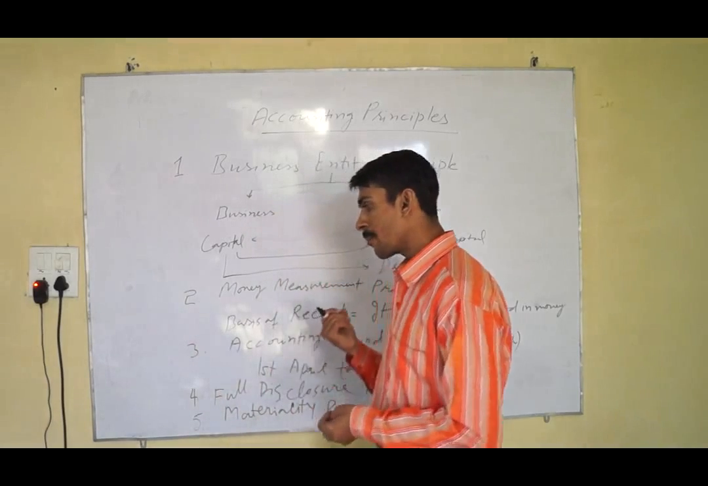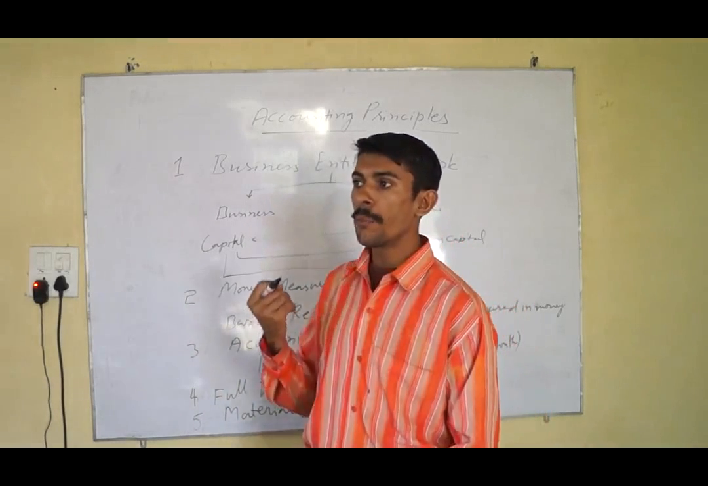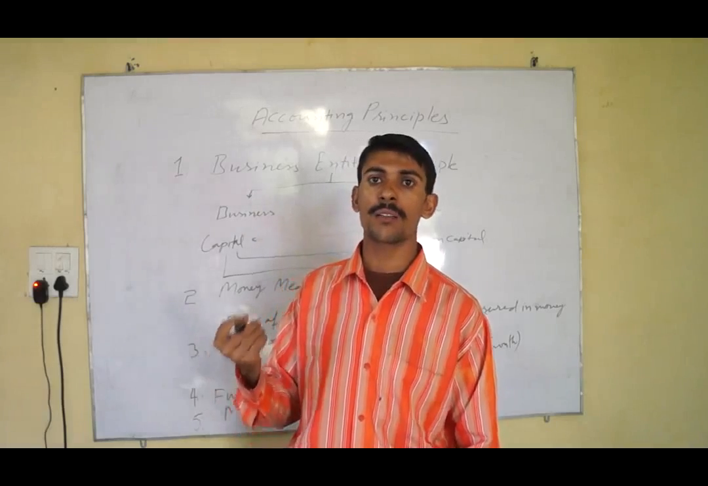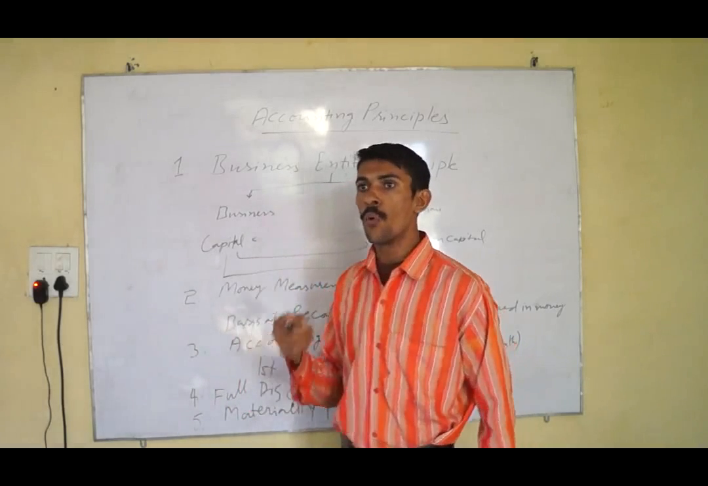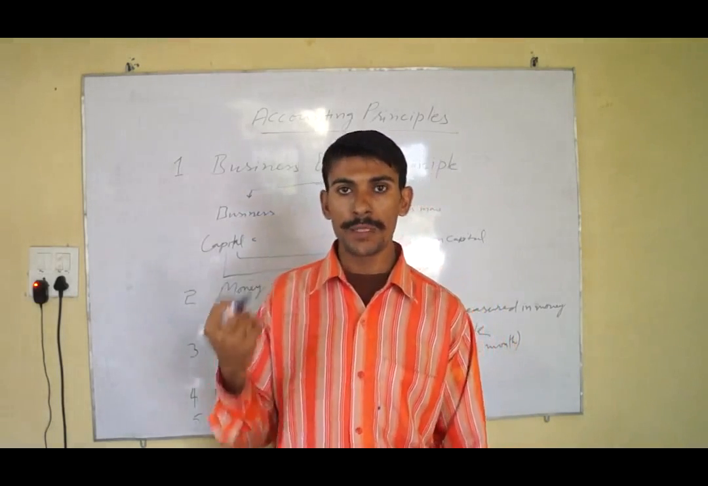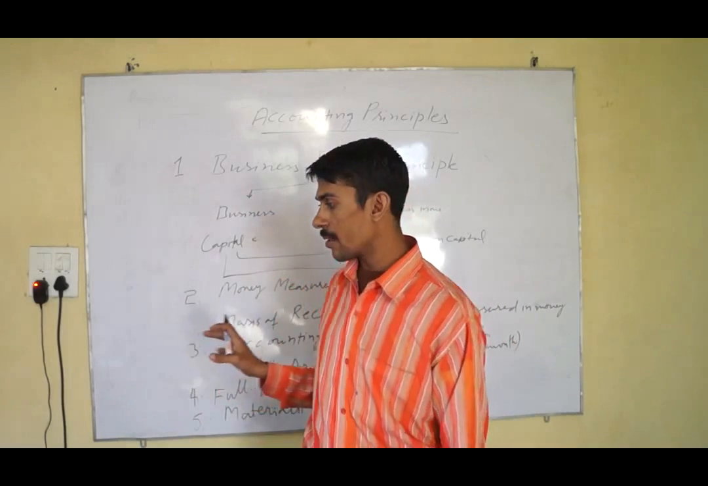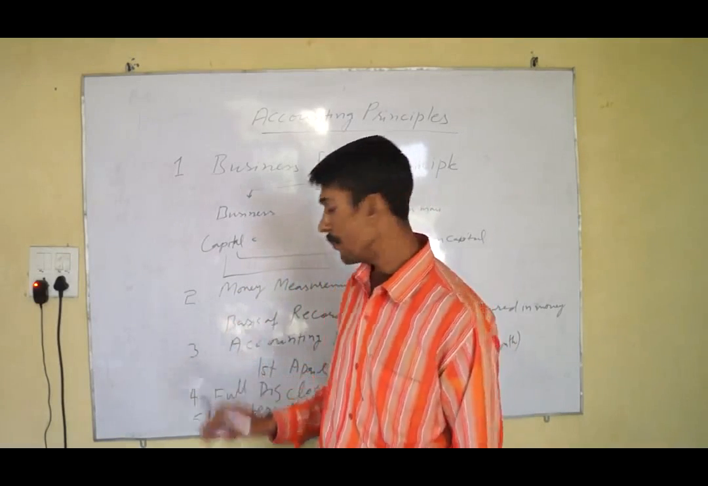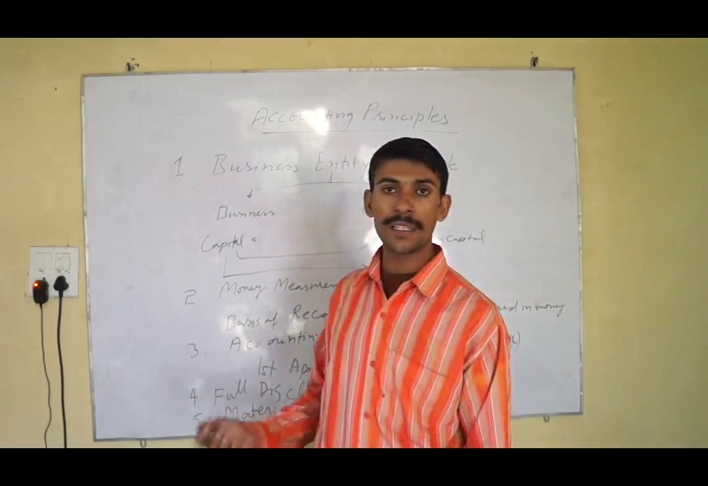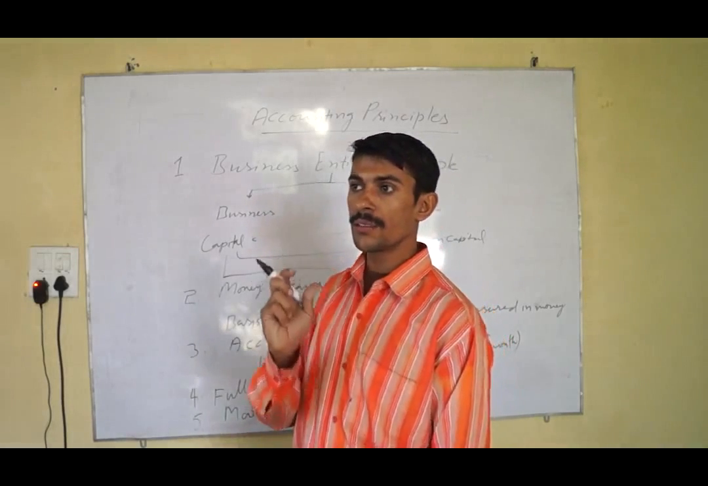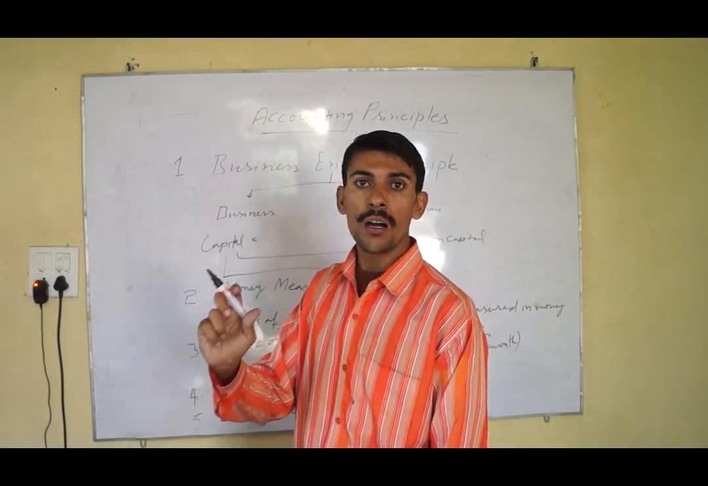For example, we pay for 1 cup of milk. Instead of recording this transaction, we can record 1 month's milk bill in our cash book. So this is material. With this, we can decrease the size of our accounting records.